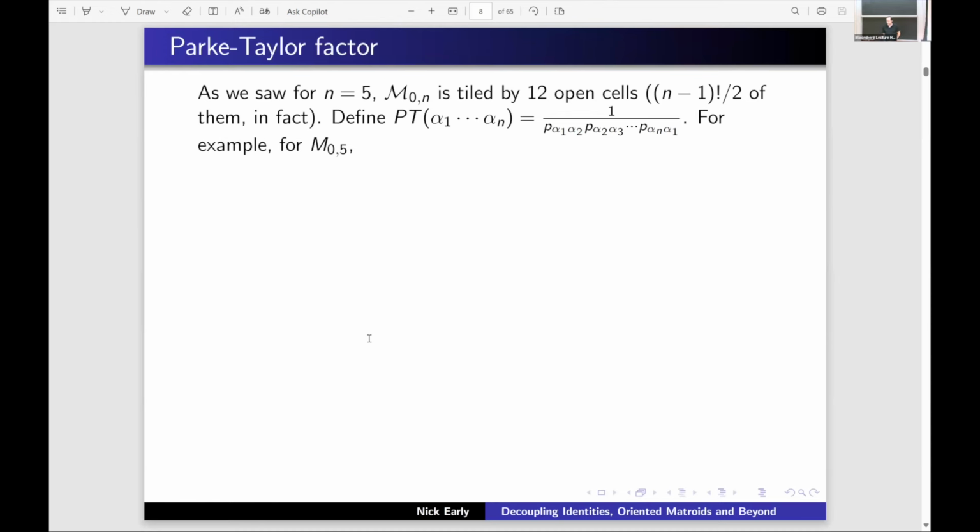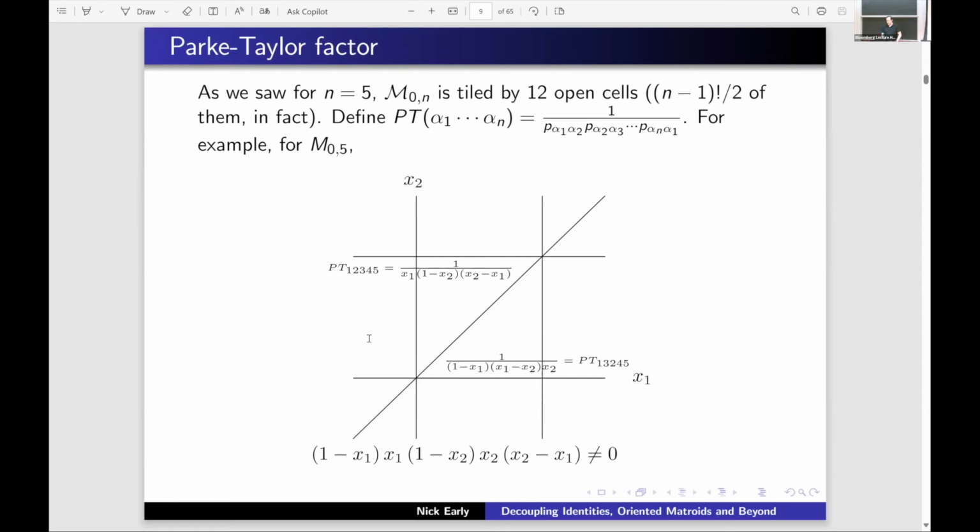So as we saw for n equals 5, M0n is tiled by 12 open cells, and there are (n-1)!/2 of them. So define the Parke-Taylor factor to be the reciprocal of the product of all 2×2 minors in some cyclic order, P12, P23, P34, to Pn1. If we choose a cyclic order alpha, then it becomes that. So for example, for M05, here is how we associate to each tile a Parke-Taylor factor.